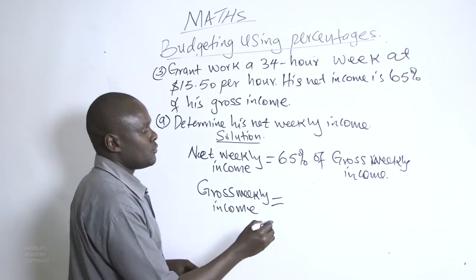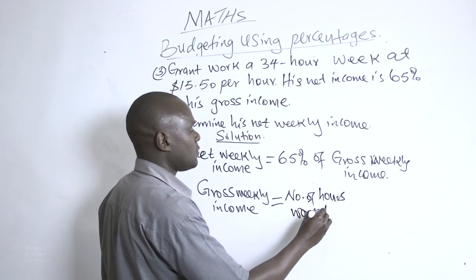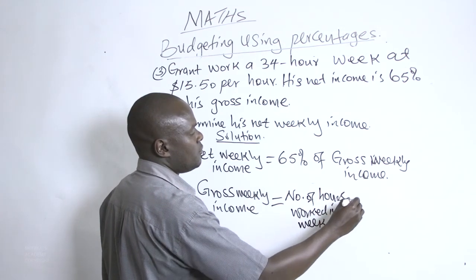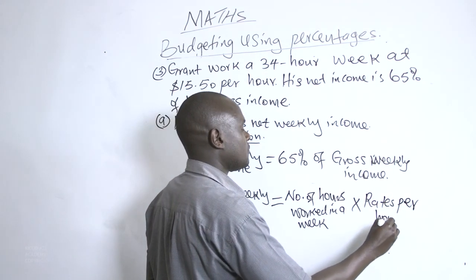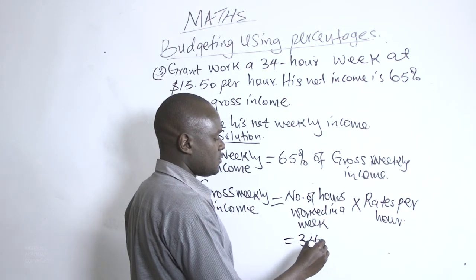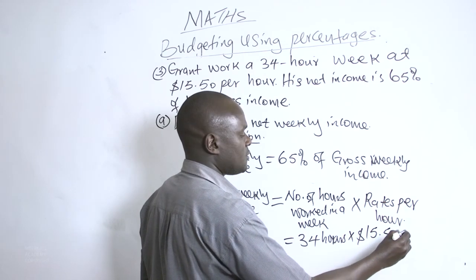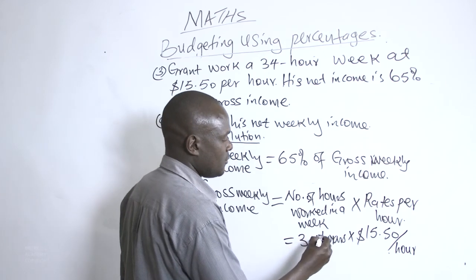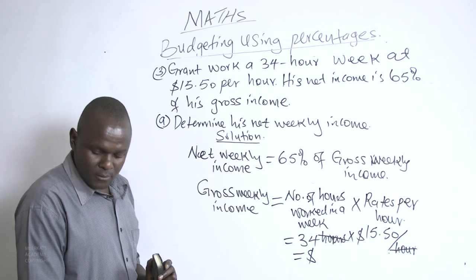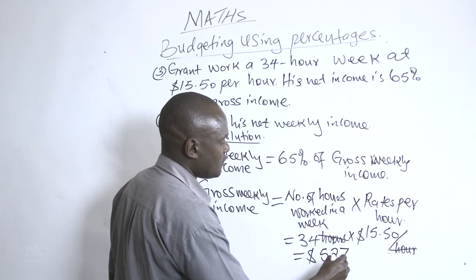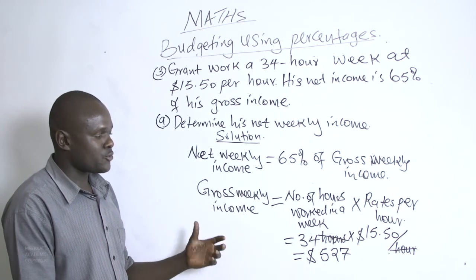So the gross weekly income will be equal to the number of hours worked in a week multiplied by the rate per hour. The number of hours worked are 34 hours, at the rate of $15.50 per hour. This one and this one will cancel. And this will give us a gross income of $527. This is what the person will make in a week. That is the gross income.